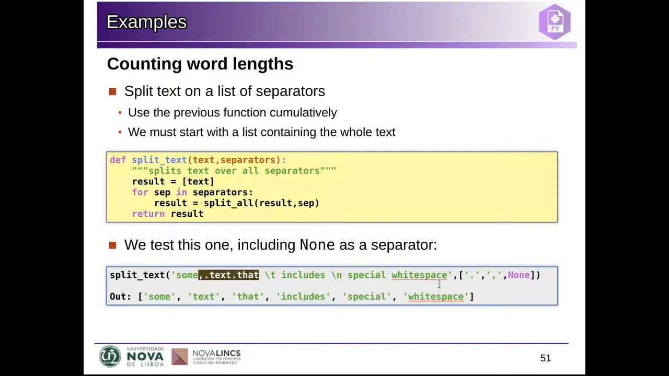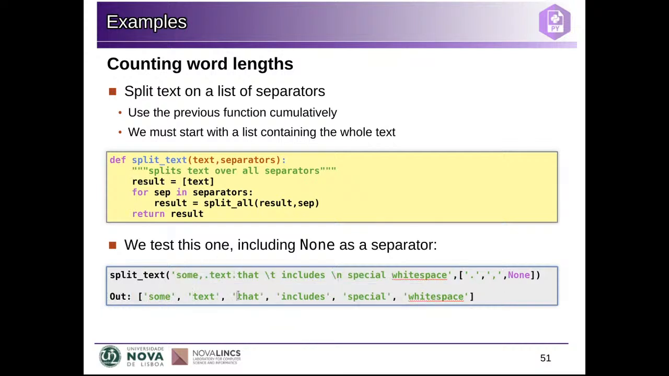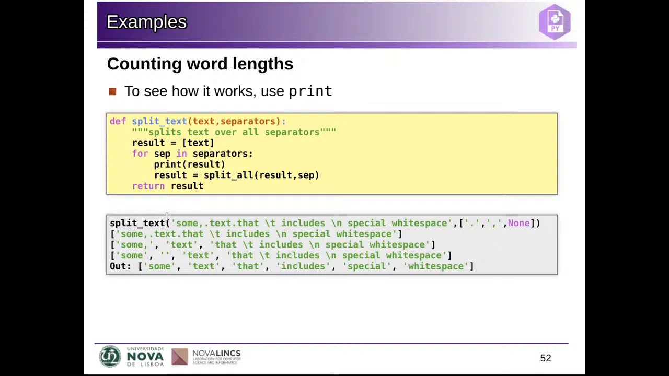And now we're going to break this down on these separators, the period, the comma, and the none, which will remove all white space. So this is what we get at the end. This text was broken down into the different words that compose it. So things seem to be working, and if you want to see what is happening inside the function, you can add a print there inside the loop.